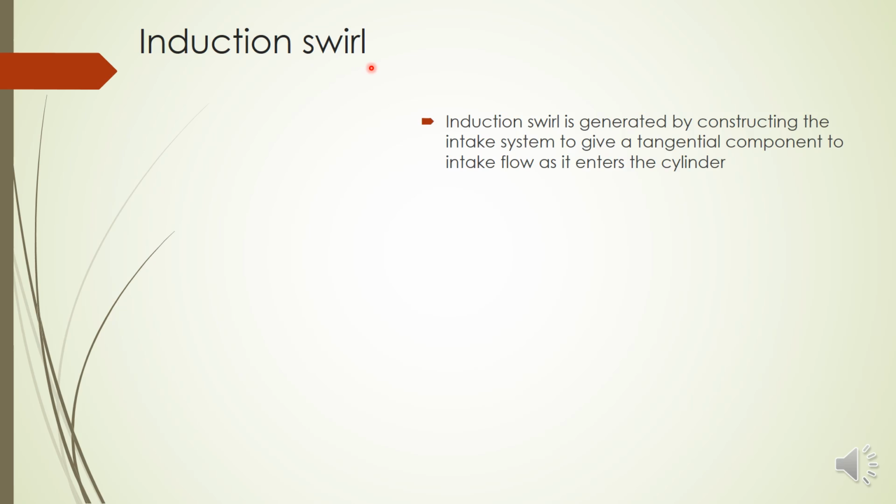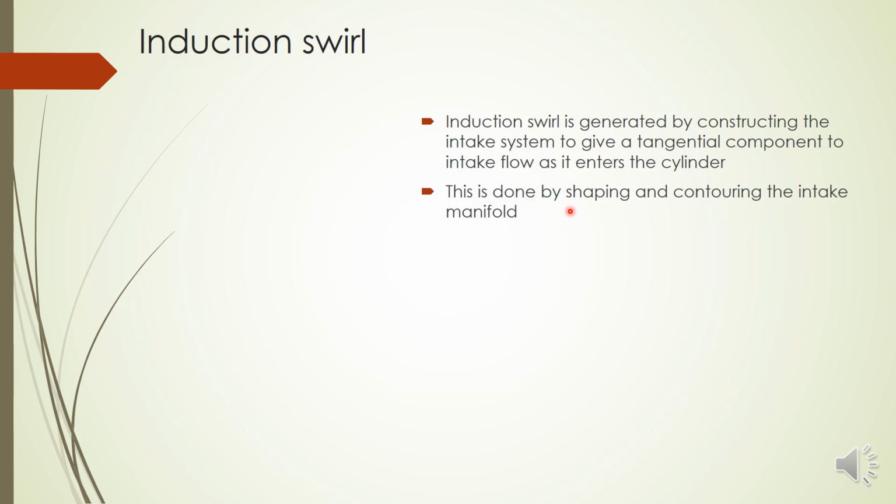Now let's see how the induction swirl is created, or what are the methods to create this induction swirl. So induction swirl is generated by constructing the intake system to give a tangential component to the intake flow as it enters the cylinder. So we have to somehow introduce a tangential component to the air entering the cylinder. This can be achieved in many ways.